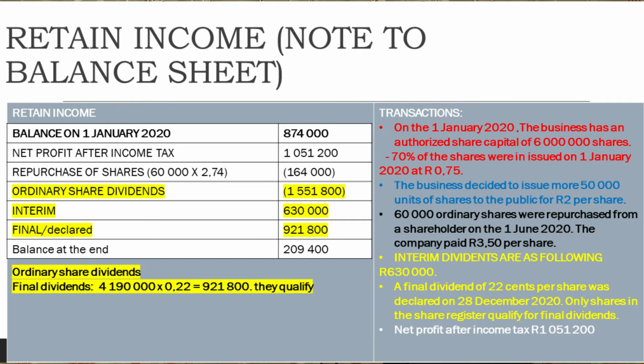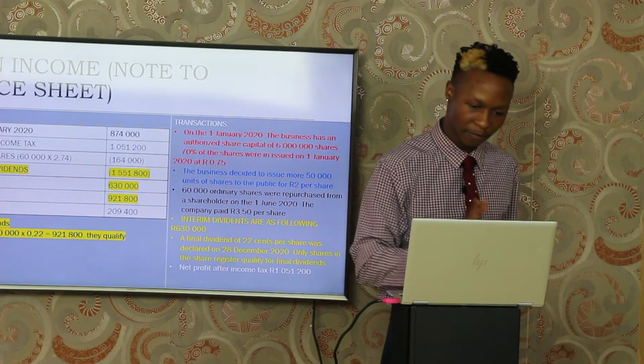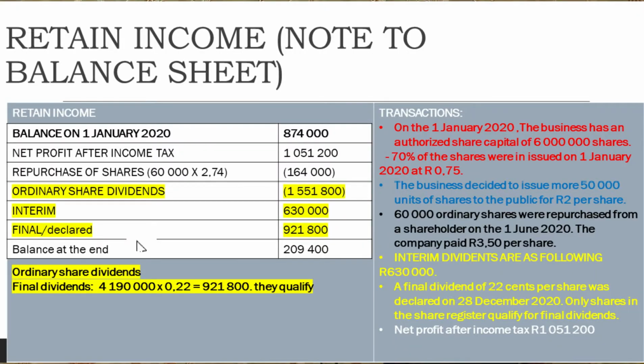Okay, guys. Balance at the beginning on the 1st January 2020. It was given as how much? 874,000. And then we have transactions there. Let's read our transaction. On the 1st January 2020, the business has an authorized share capital of 6 million shares. 70% of the shares were in issue on the 1st January. Transaction belongs to ordinary share capital, but not retained income.